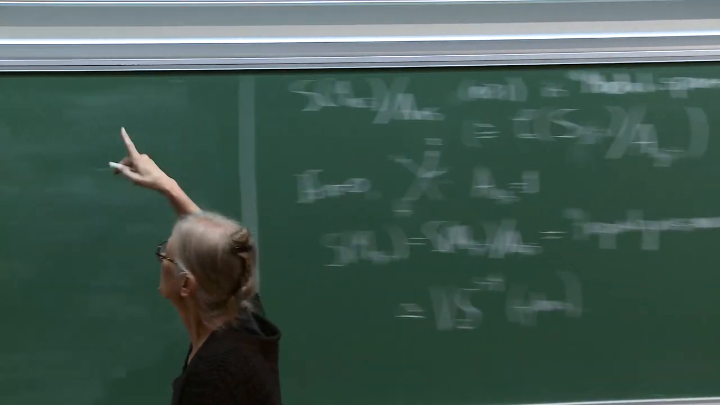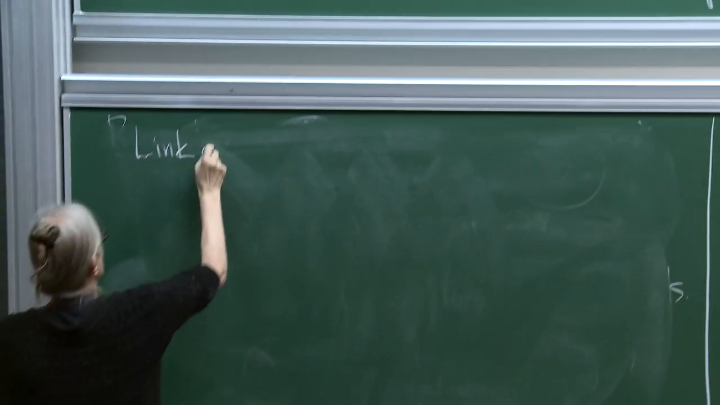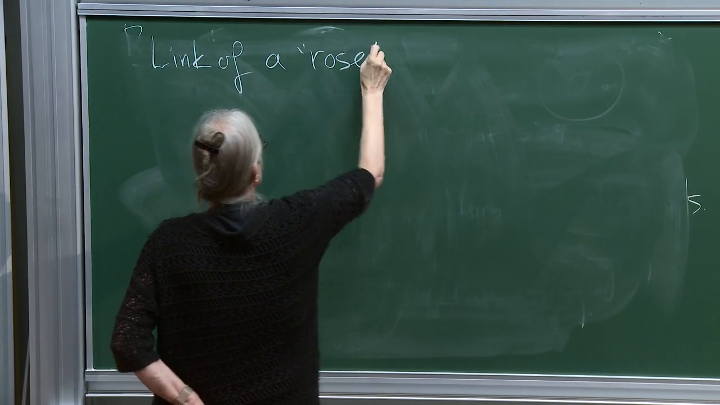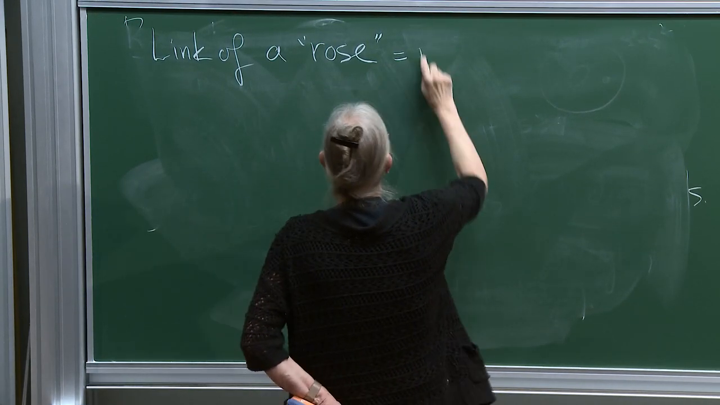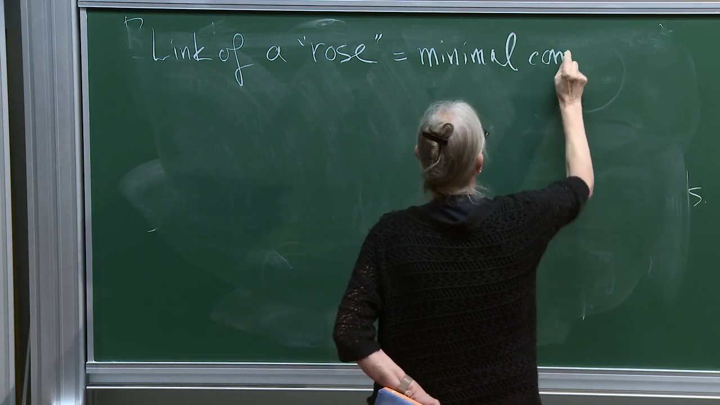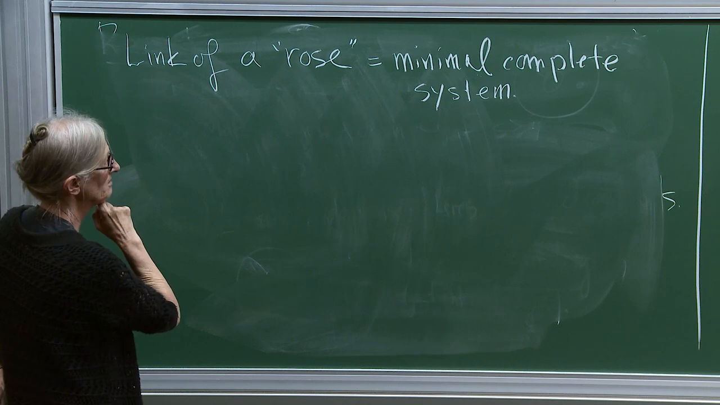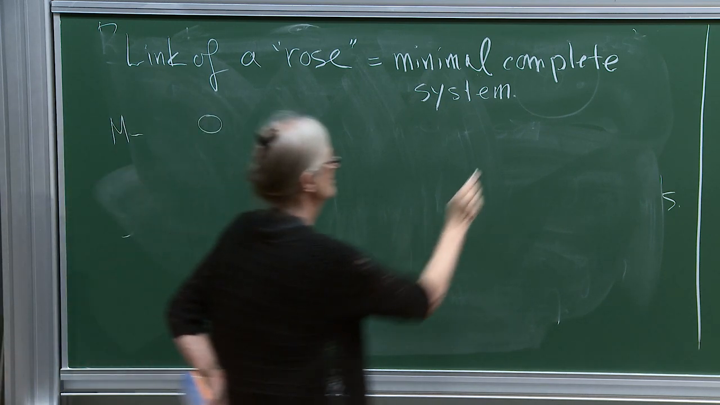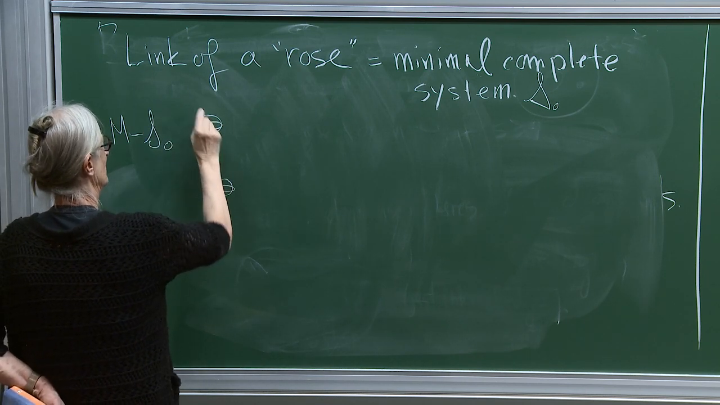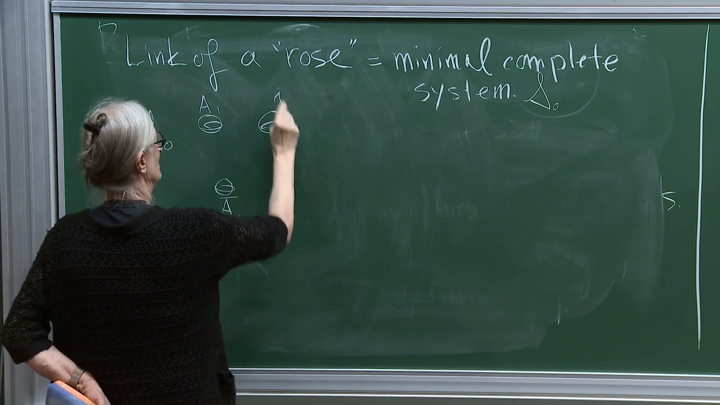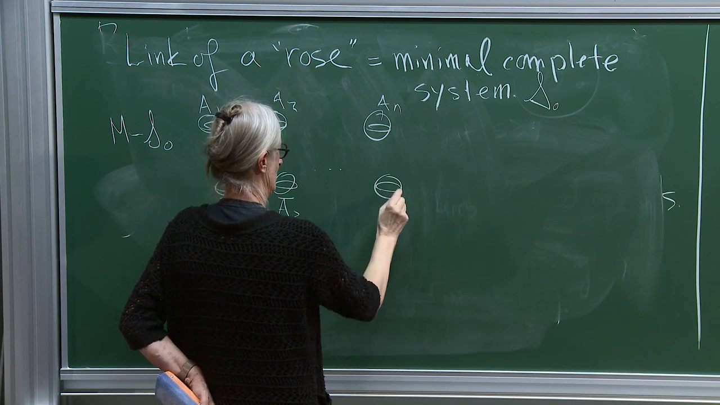So we know what the link of a vertex is if the graph is trivalent. To think about the link of a vertex, roses, or it's easier to think in terms of sphere systems. So a rose is a minimal complete system. So if I have a minimal complete system, let me call it S naught, because it's very small, and I cut M open, M minus S naught, I have A1 bar, A2 bar, ..., AN bar.